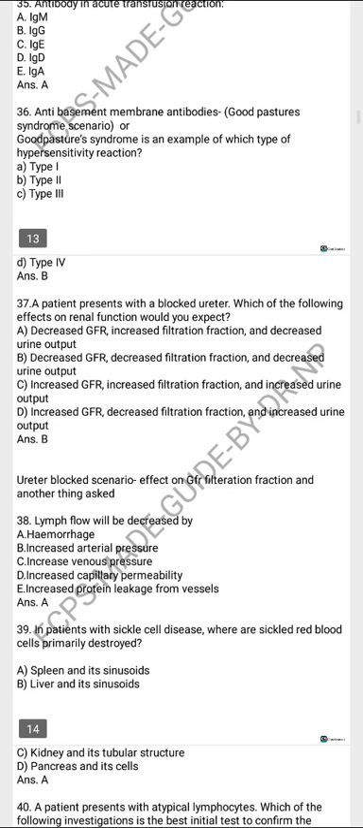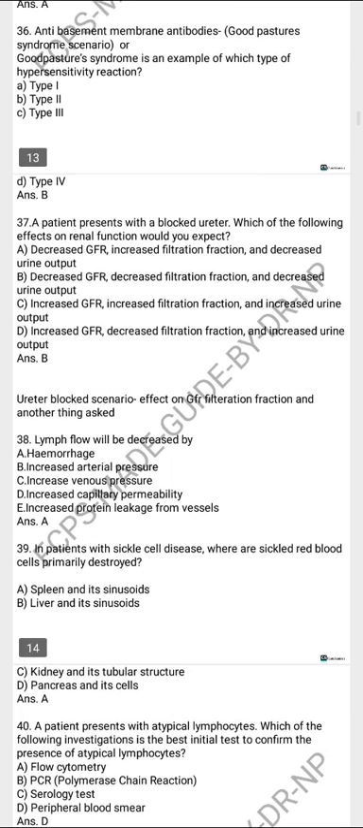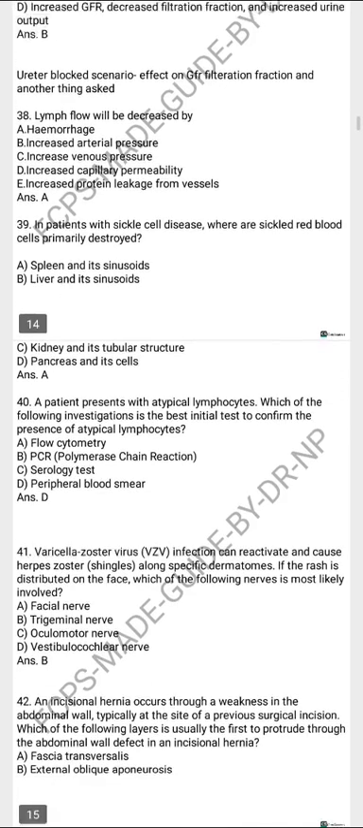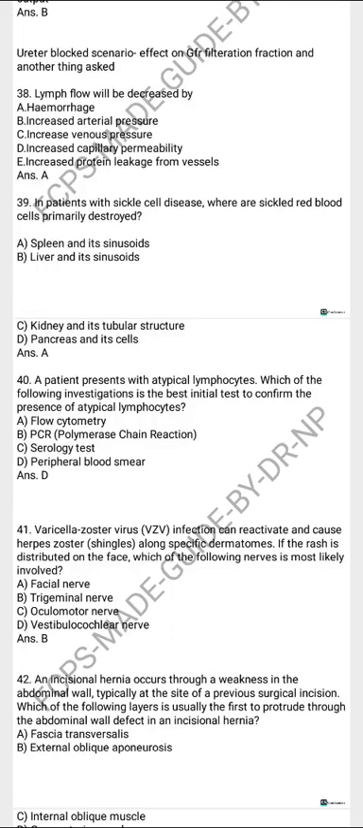Decreased GFR, decreased filtration fraction, and decreased urine output. Lymph flow will be decreased by the hemorrhage. In patients with sickle cell disease, where are sickle red blood cells primarily destroyed? The spleen and its sinusoids. The patient presents with typical lymphocytes. The best initial test to confirm the presence of typical lymphocytes is the peripheral blood smear.